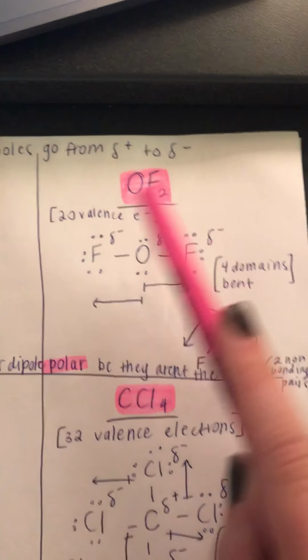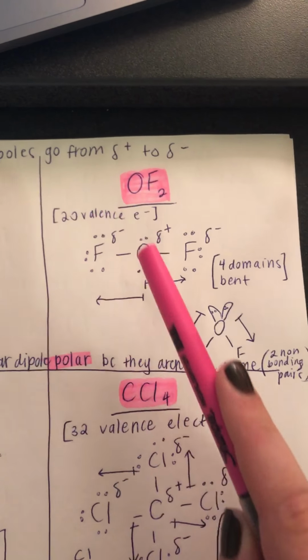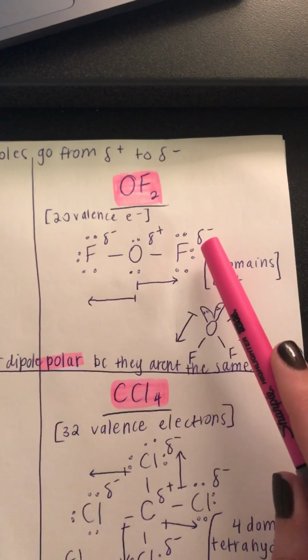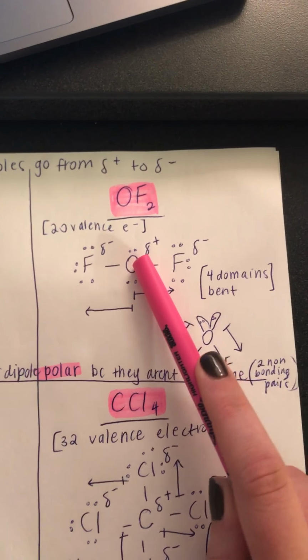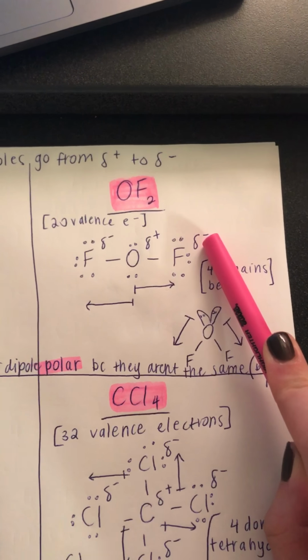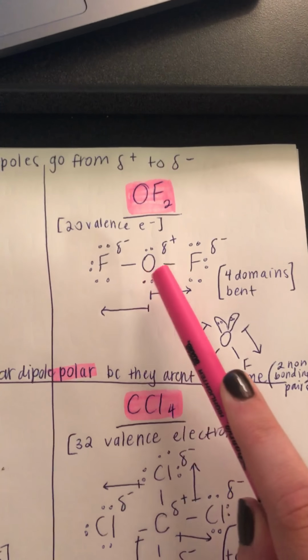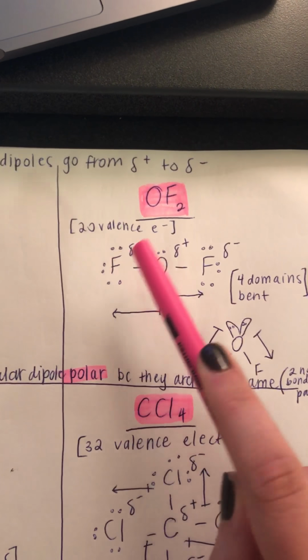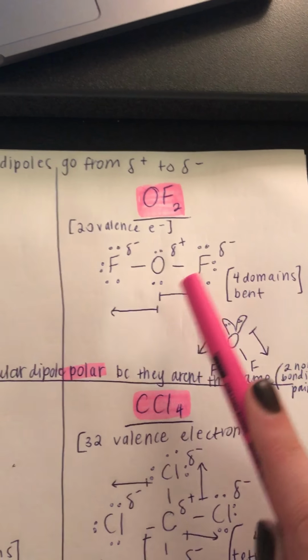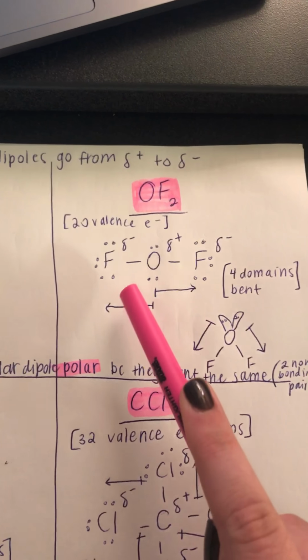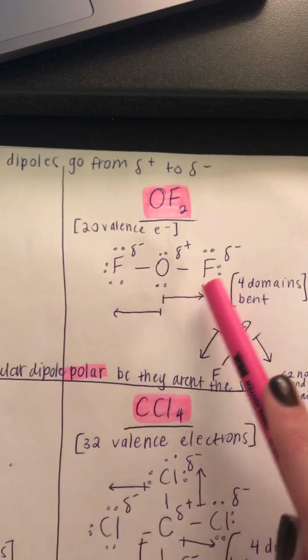For the next one, OF2. I counted up 20 valence electrons. Then I placed them accordingly. Now F is more electronegative than O, so I assigned them with partial negative charges. So here we have 4 domains, here, here, and then 2 non-bonding pairs, which means this is going to be bent. And you can see your dipole going from positive to negative.